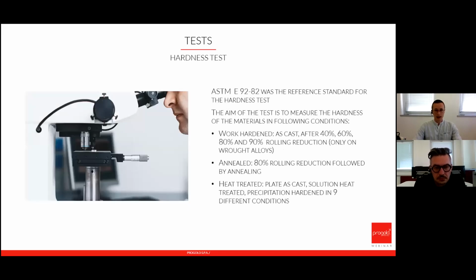Another test is the hardness test, very important. Also this one follows the ASTM standard guidelines. We determine the hardness of the alloy in different conditions. So after cold working at 40, 60, 80, and 90% of rolling reduction of deformation, and after annealing, but also after solubilization annealing and precipitation hardening in 9 different conditions that we will see later in the presentation.